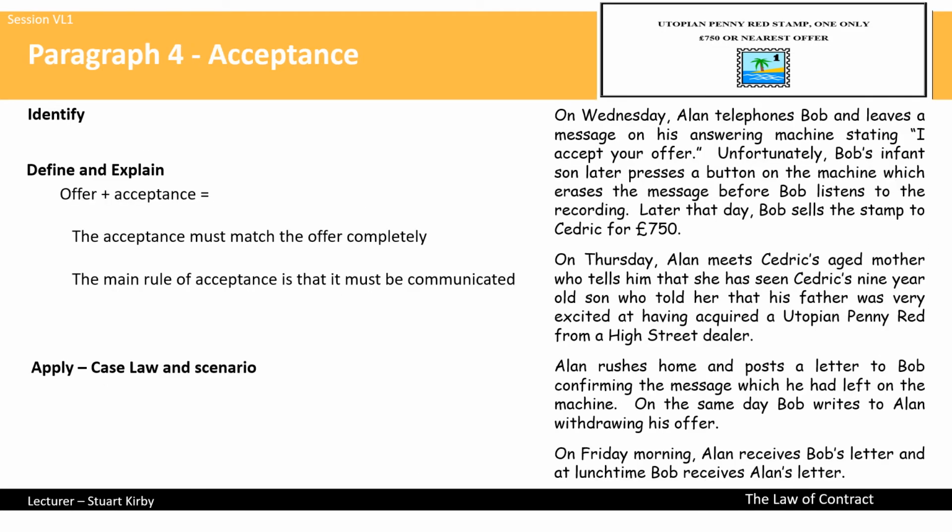And then to paragraph 4, once again using the IDA acronym, you identify the issue here, and the issue of course is acceptance. Does acceptance take place? Before you look at that, of course, define and explain what acceptance is about. Mention the rules around communicating acceptance as well, and then there's an opportunity to apply both in terms of the case law and of course the scenario. So you're looking at the different issues where acceptance may have taken place.